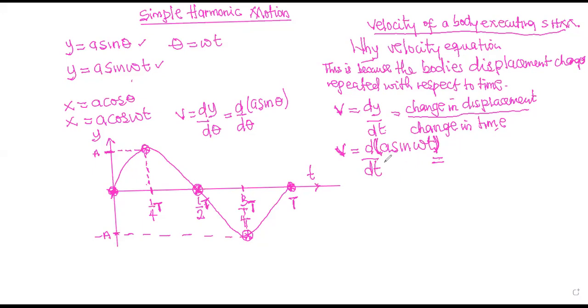So when you differentiate a sine omega t, it will be equal to a times omega times cos of omega t. Okay, when you differentiate this, what is within the bracket, this is what you must get. This is what you must get. So the velocity function of a body executing simple harmonic motion along the vertical is equal to the product of its amplitude and its angular velocity and the cosine of the angular displacement expressed in time.